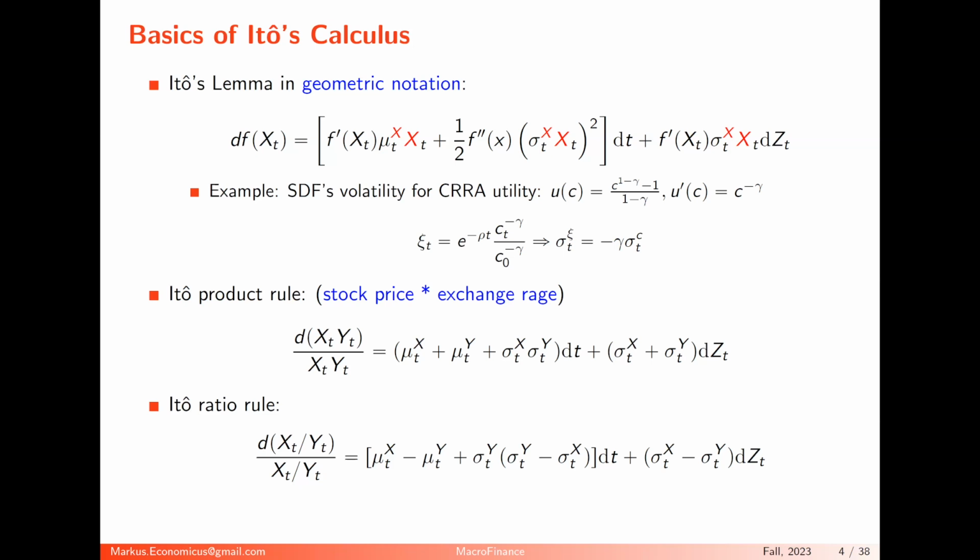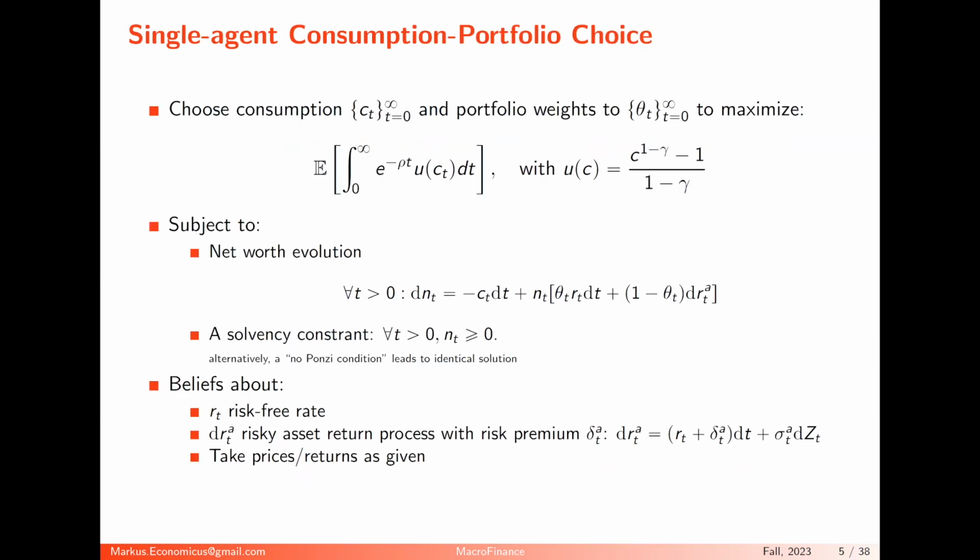And then you have the Ito ratio rule, where it's not x times y, but x divided by y. And then you have something similar. So instead of adding the drifts, you subtract the drift. And then you also have to take an Ito term, which is the volatility of y times the volatility of y minus the volatility of x. So that's the volatility of the denominator showing up here minus the volatility of the numerator. And then you also have this difference between the two: the volatility of x, which is the numerator, minus the volatility of y, which is the denominator. Okay, so let's start with that.